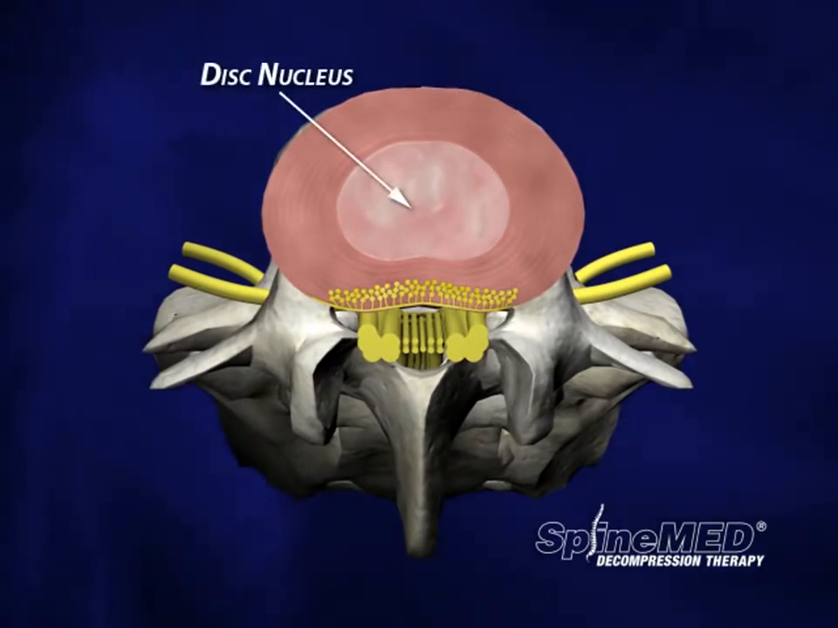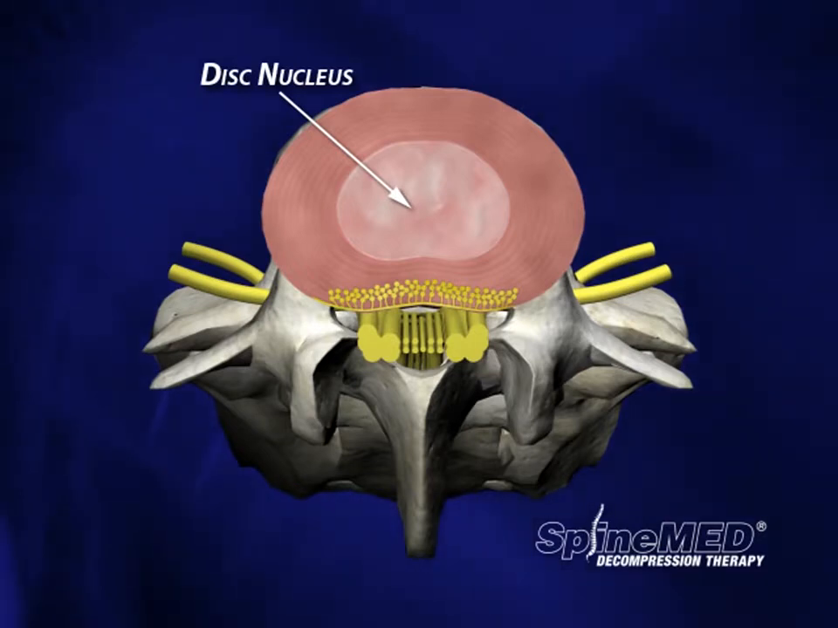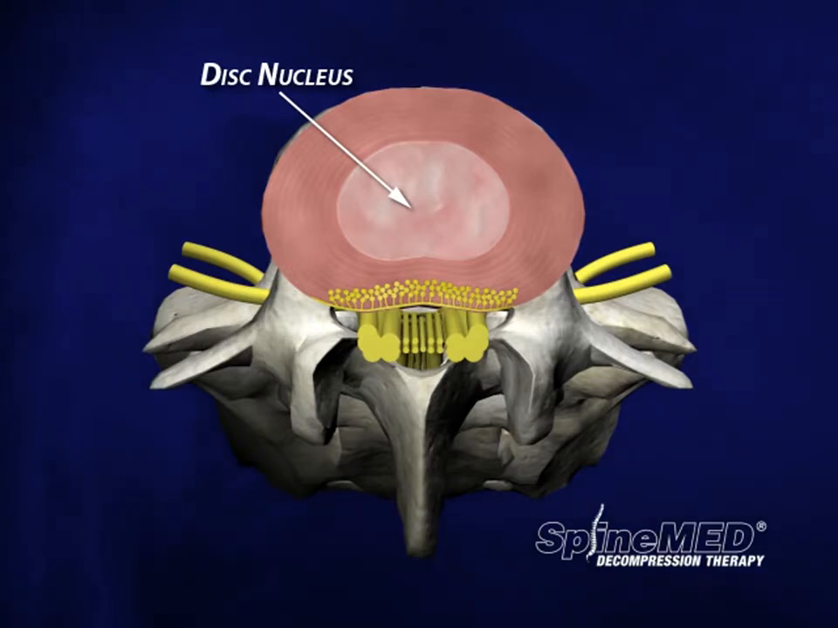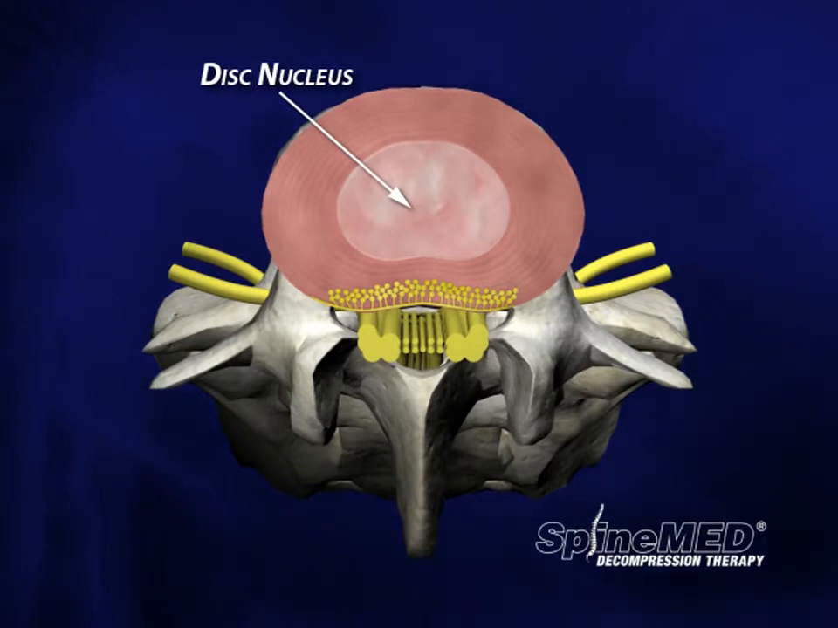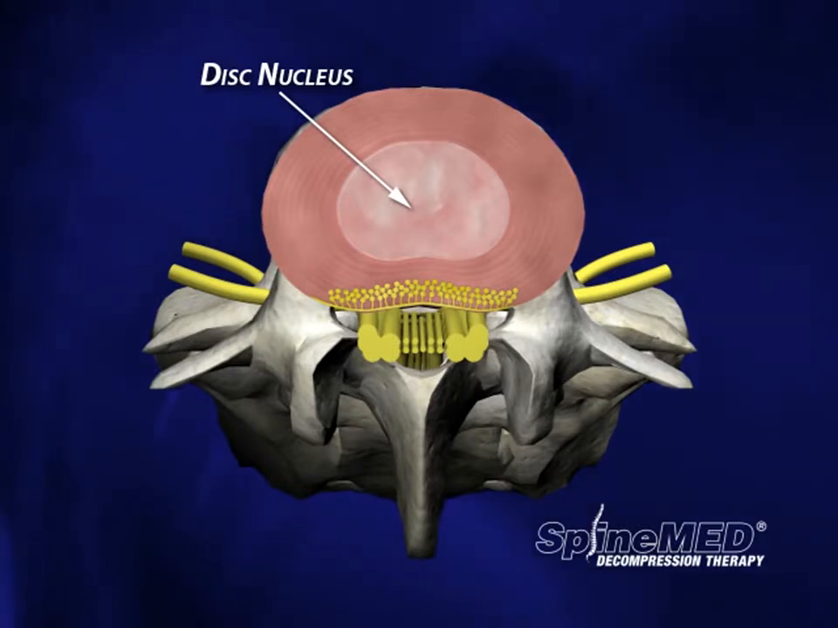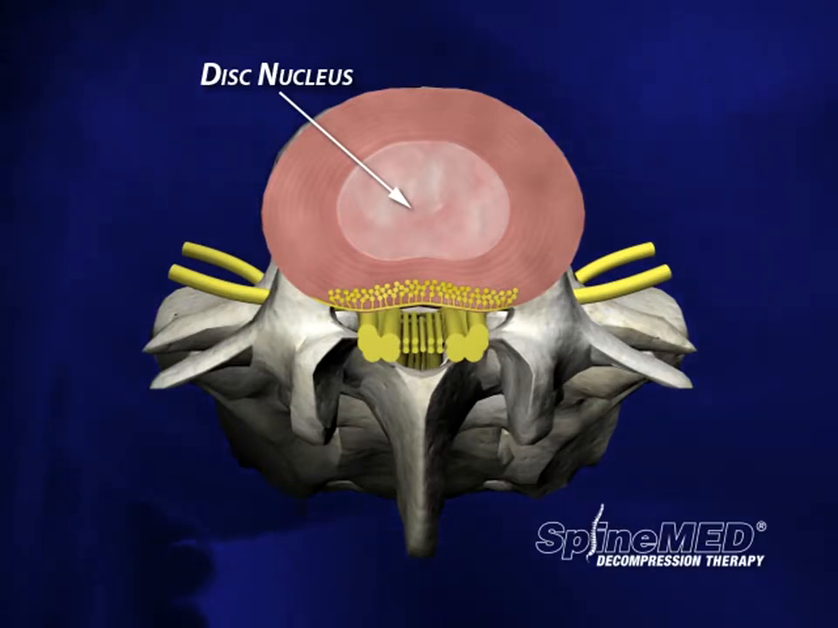above. The pink portion represents the nucleus. This is the gel-like center of the disc responsible for healthy disc height. Water is held within the nucleus by tiny sponge-like molecules called proteoglycan aggregates. These super sponges have an amazing ability to attract and hold over 500 times their own mass in water.